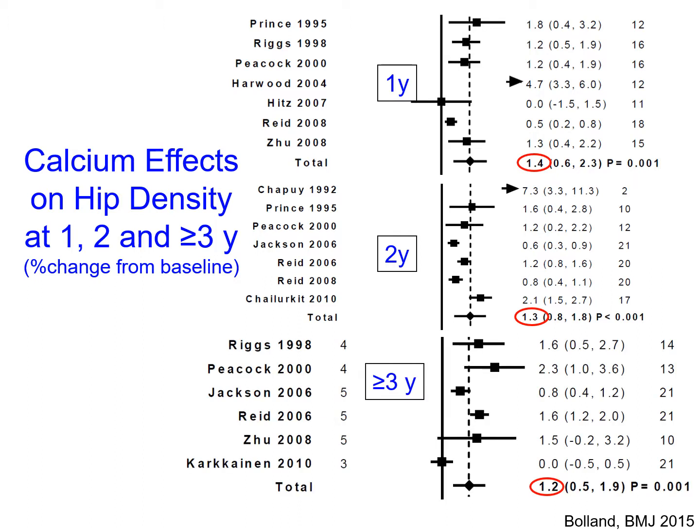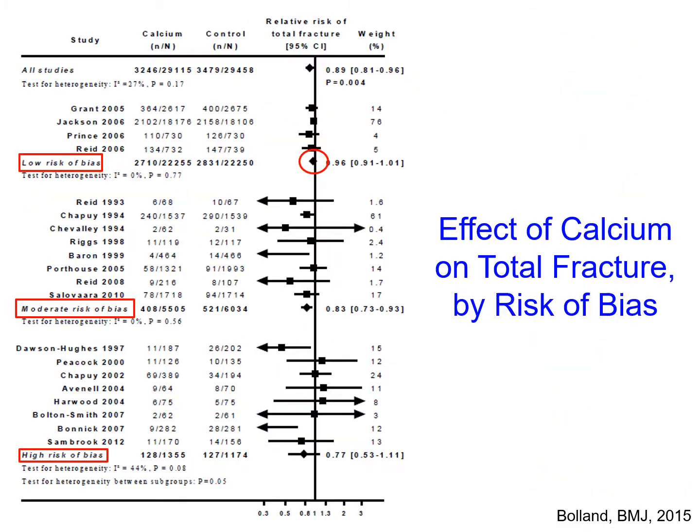And indeed, in the studies that went on for longer than 3 years, we see exactly the same thing: that 1% advantage is still there, but there hasn't been any cumulative advantage as the use of calcium continues. And probably a change of only this small magnitude is unlikely to translate into a reduction of fractures. And indeed, that's what we see.